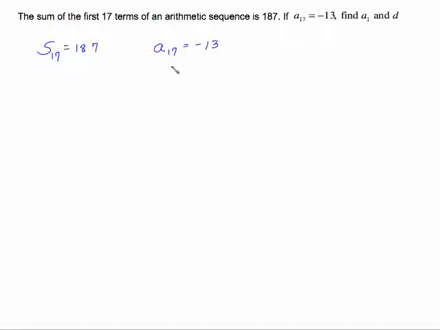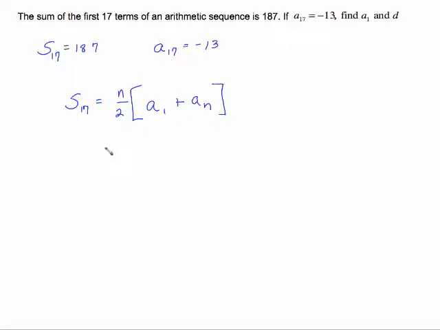This is the sum. This is the last term, because it's the sum of the first 17 terms. This is the 17th term. That tells me I can use this formula. S sub 17 equals n over 2 times a1, which we don't know, plus an.